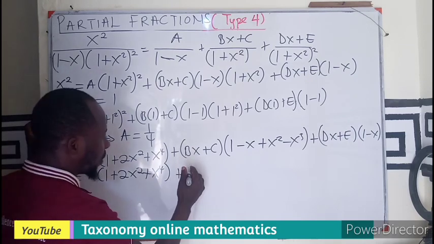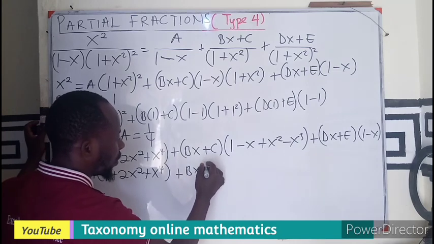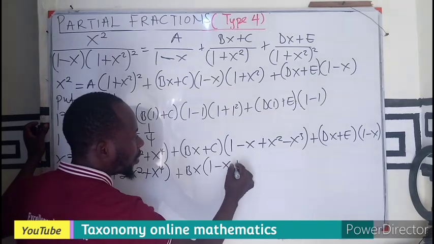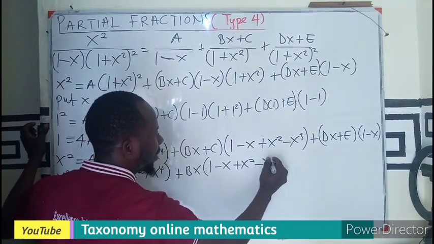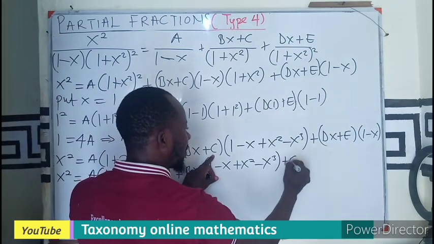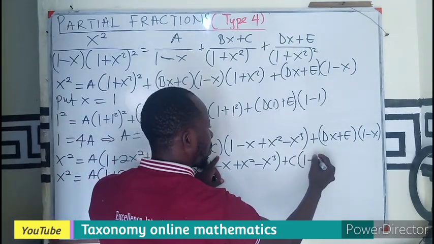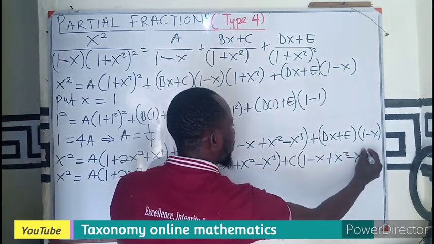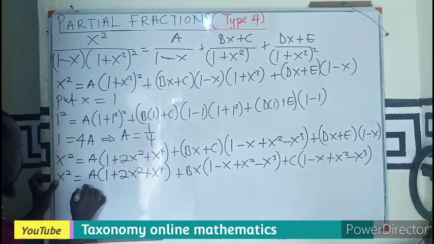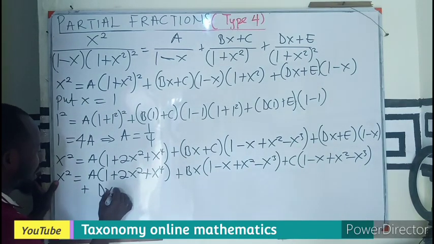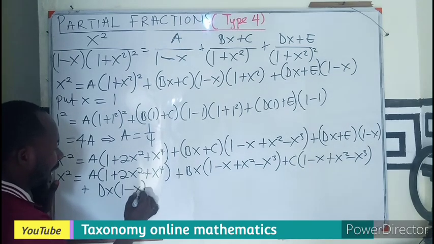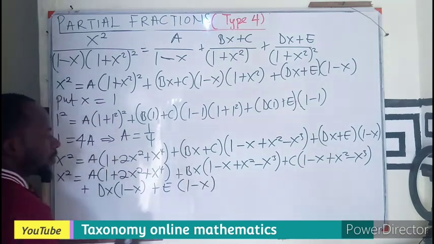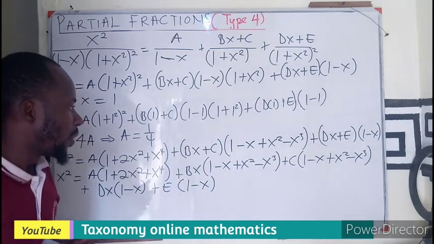all square plus bx into bracket 1 minus x plus x square minus x to the power 3 plus c 1 minus x plus x square minus x to the power 3. Then finally plus dx into bracket 1 minus x plus e into bracket 1 minus x. Right? Good. We are multiplying.